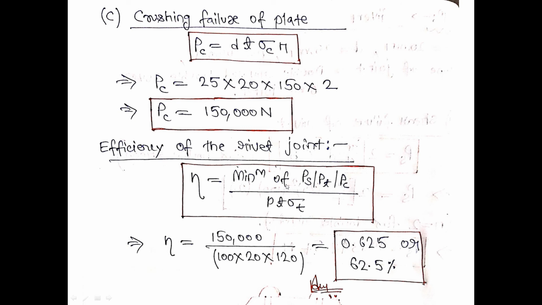So what I need to find out initially is the value of PS, the value of PT, and the value of PC. PS, PT and PC are nothing but the shear strength, tensile strength and crushing strength of the rivet. We have already seen how we can find the values of PS, PT and PC. Once we get the values, we will compare the 3 values and find the minimum of PS, PT or PC. We will divide it by P t sigma T. We will get the efficiency of the rivet joint.